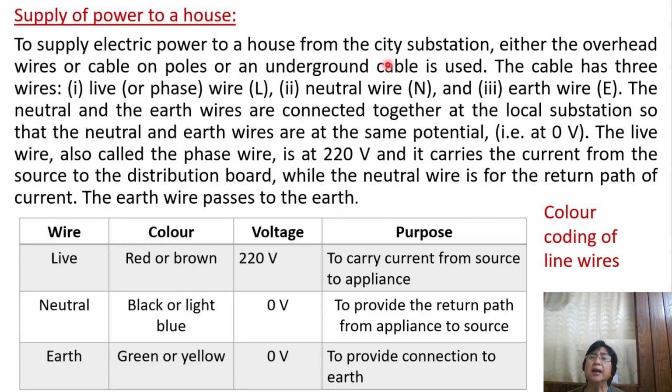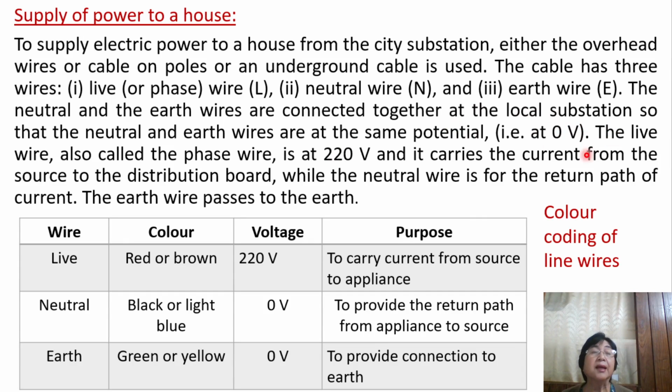Now please listen carefully to this. The neutral and the earth wires are connected together at the local substation. Why? So that the neutral and the earth wires are at the same potential, that is at 0 volt. These two should be at the same potential and they should be at 0 volt. So how to do it? They are connected together at the local substations at the low voltage.